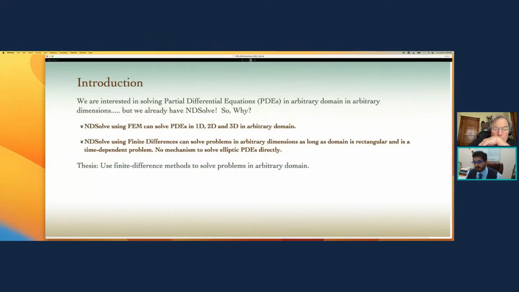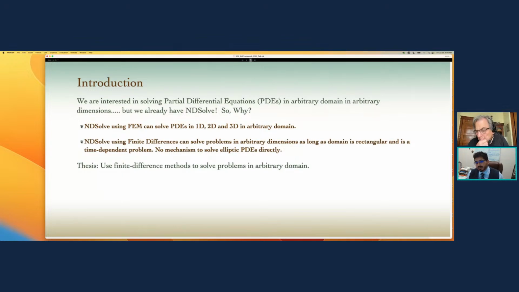So the first and most obvious question is, we're interested in solving PDEs in arbitrary domains, but we have NDSolve already. Every single person in this colloquium has already shown you that we can solve a lot of stuff with NDSolve. So why bother? I mean, we have FEM available. There are a couple of limitations. NDSolve, using the FEM method, can solve PDEs in 1D, 2D, and 3D in arbitrary domains. You can mesh it up and do all kinds of stuff.